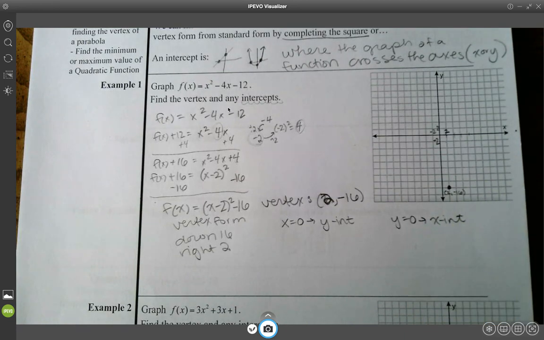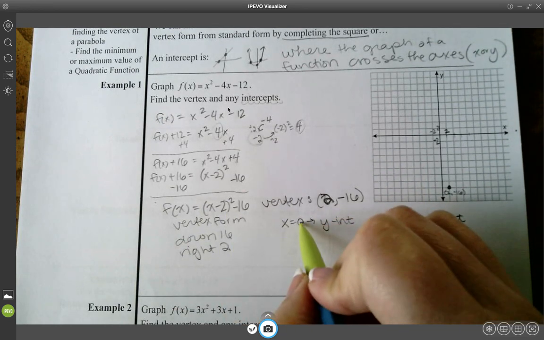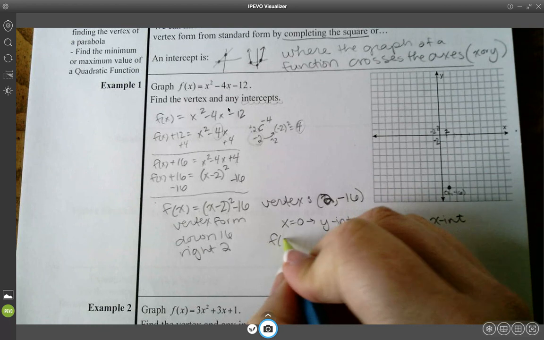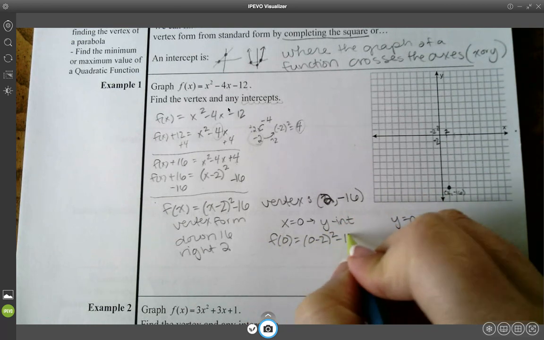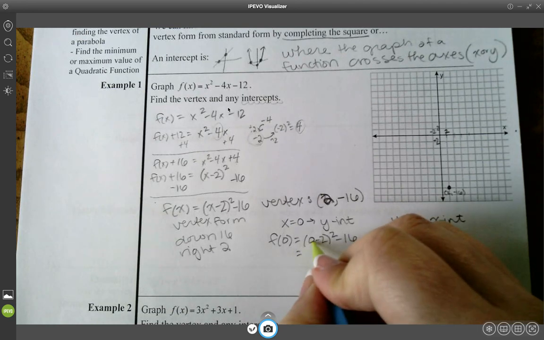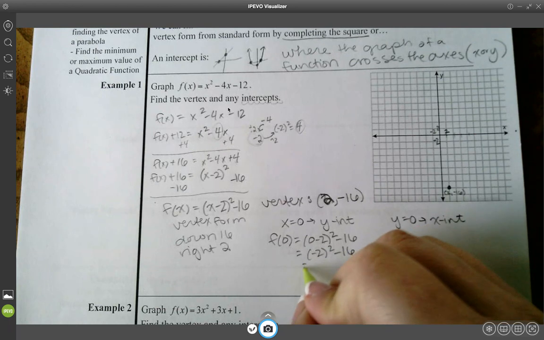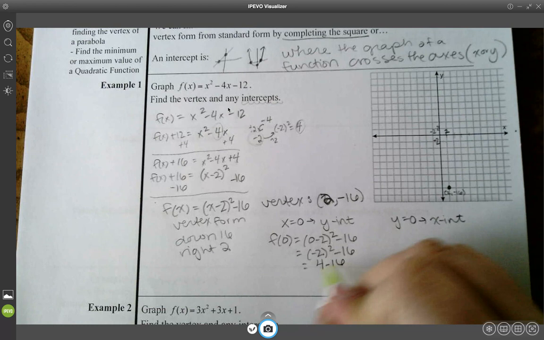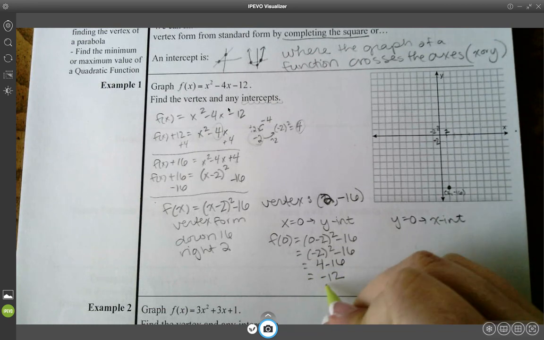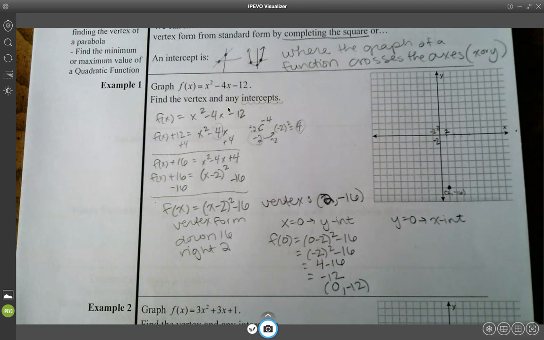We did this particularly when we were doing linear equations. So if I take my equation here, f of x, and I set x equal to 0, then I'm finding f of 0, which is 0 minus 2 squared minus 16. 0 minus 2 is negative 2 squared minus 16. Negative 2 times negative 2 is a positive 4 minus 16, which is negative 12. So we get the point 0, negative 12 as our intercept.